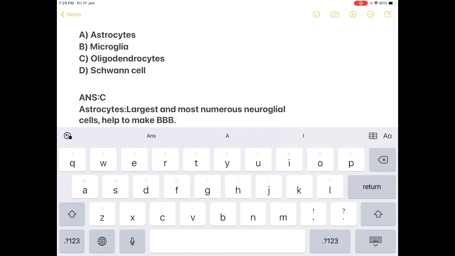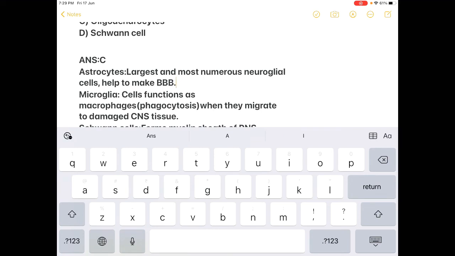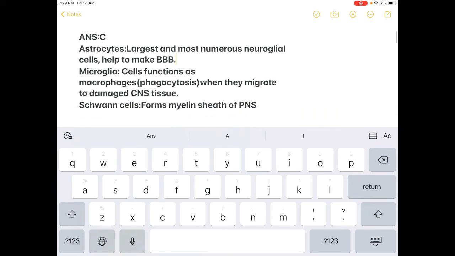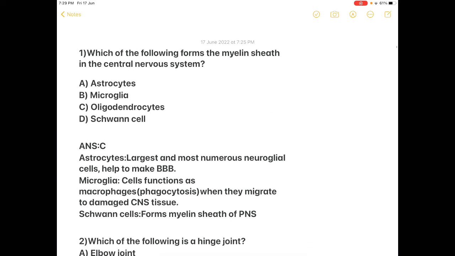Astrocytes are the largest and most numerous neuroglial cells. They help to make the blood-brain barrier. Kindly note that. Whereas microglia function as macrophages or phagocytes when they migrate to damaged CNS tissue. So microglia are the phagocytic cells. The next is the Schwann cells. As I just said, they form the myelin sheath of the peripheral nervous system. So the right answer here is oligodendrocytes.